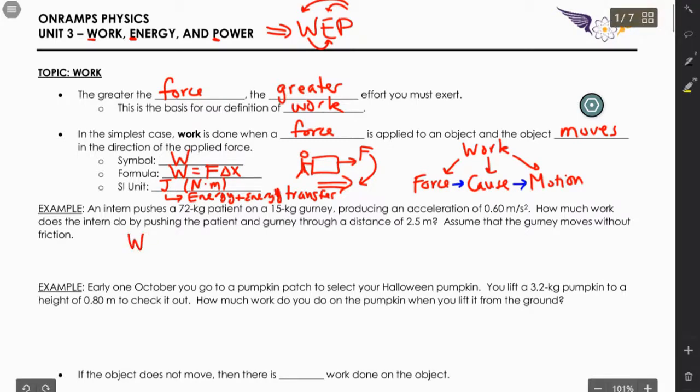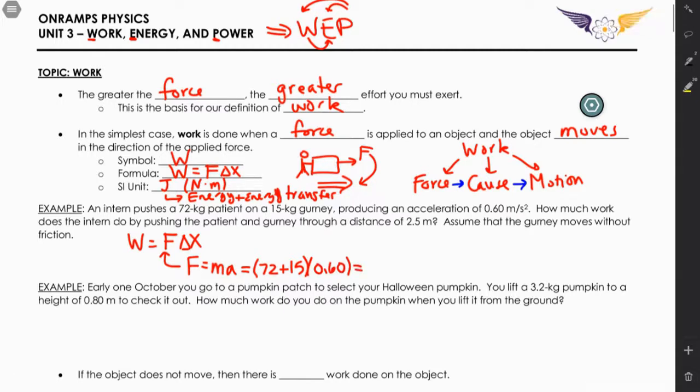All right, so there's really two methods, and it all centers around force. Remember that the force exerted is simply m times a. So I can do one of two things. I can calculate the force here. Now we're looking at the patient-gurney system, so we would have to add up the mass. So I do 72 plus 15 times 0.6. So it's going to be 87 times 0.6.